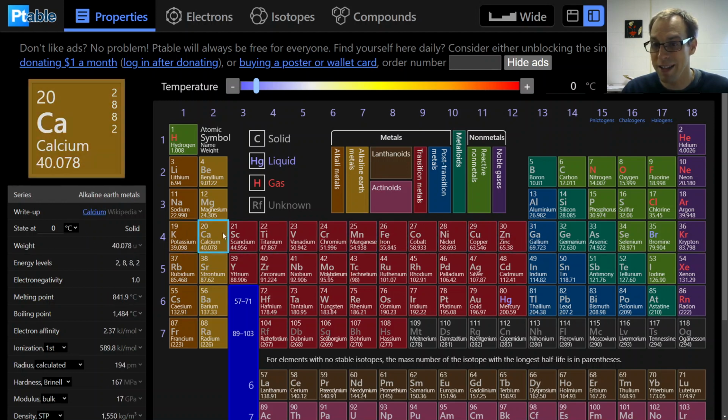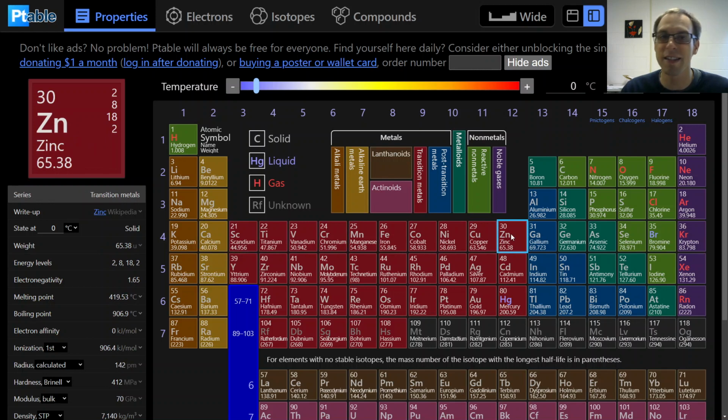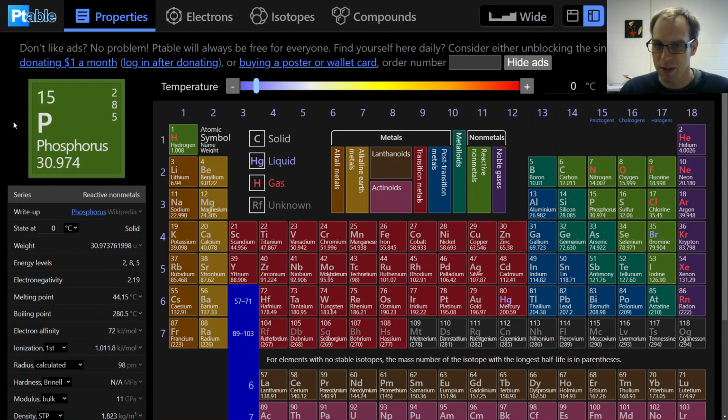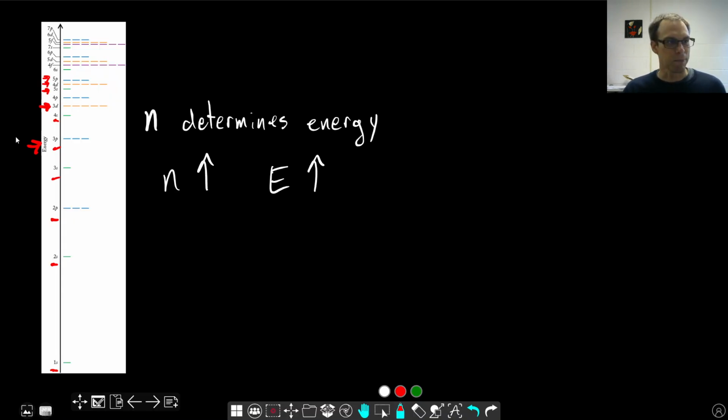So the 4s gets filled first, then the 3d, because that's the next energy up, and then finally we fill in the 4p electrons over here on the right side of the periodic table. And the same thing repeats for n equals 5. We get 5s, 4d, 5p. All right, so I just wanted to link that back to what we can see with the periodic table there.